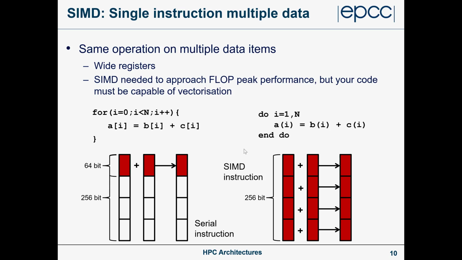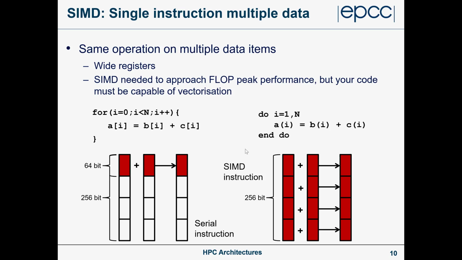And we're doing this over a large range of numbers, so from 0 to n of these arrays B, C and A. Now in a standard serial instruction you would start off at 0 and you'd add, in the C code, element 0 of the B array to element 0 of the C array and store in element 0 of the A array. Likewise in the Fortran code you'd start off at element 1 of the B array, add it to element 1 of the C array, store it in element 1 of the A array, and then move on to element 2 of the B array, add it to element 2 of the C array and store it in element 2 of the A array. Just move on doing this operation one element at a time.